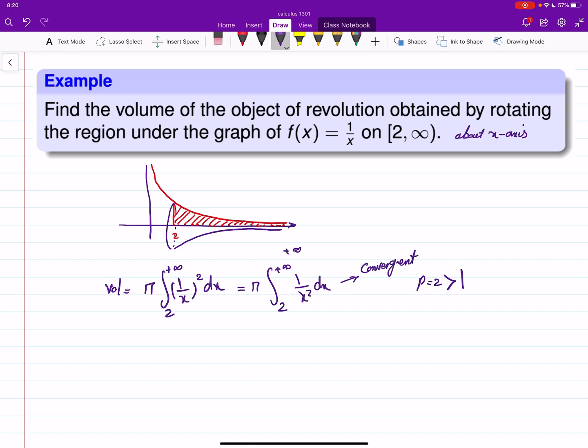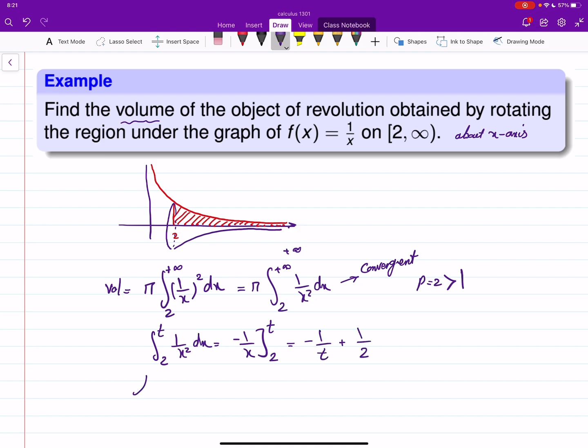So we know that we have to find just one number. What is that number? That number is going to be the volume. So here we go from 2 to t of 1 over x squared dx. The antiderivative of 1 over x squared is negative 1 over x. Going from 2 to t, that is negative 1 over t plus 1 over 2.